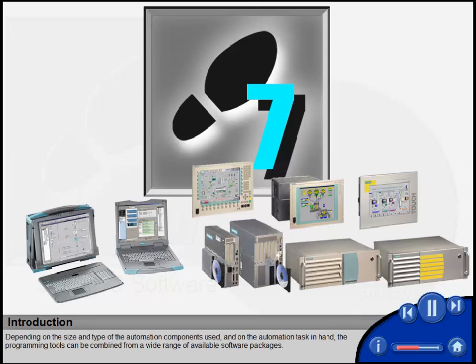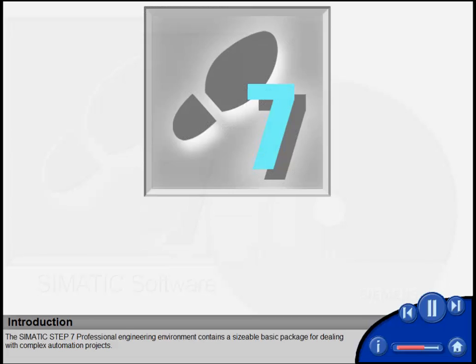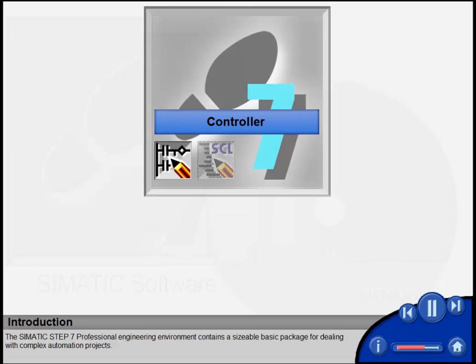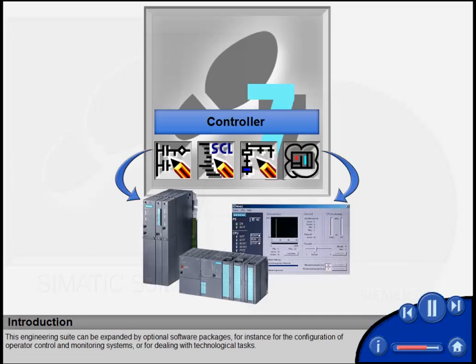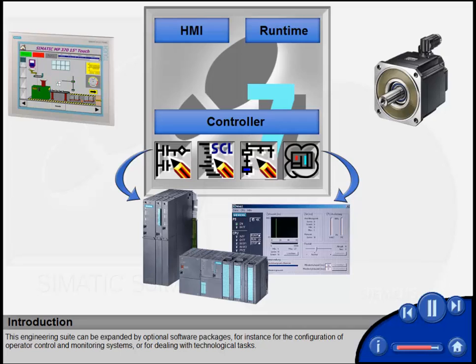Depending on the size and type of the automation components used and on the automation task in hand, the programming tools can be combined from a wide range of available software packages. The Simatic Step 7 professional engineering environment contains a sizable basic package for dealing with complex automation projects. This engineering suite can be expanded by optional software packages, for instance for the configuration of operator control and monitoring systems, or for dealing with technological tasks.